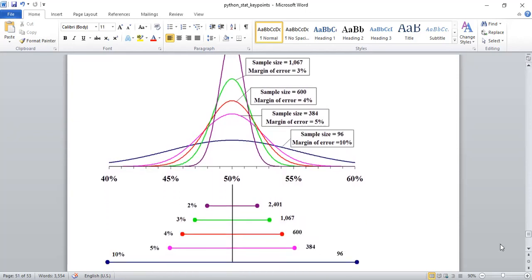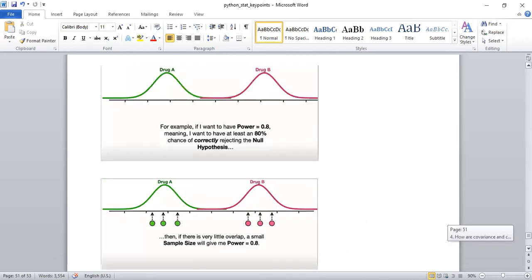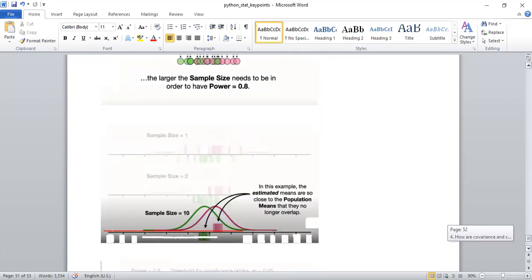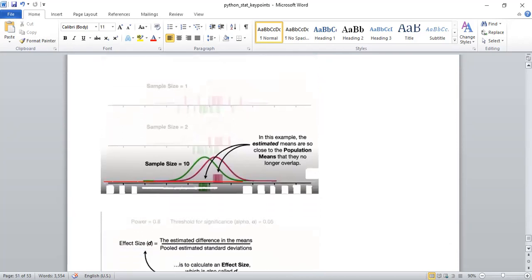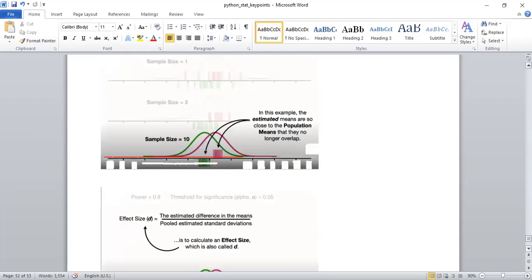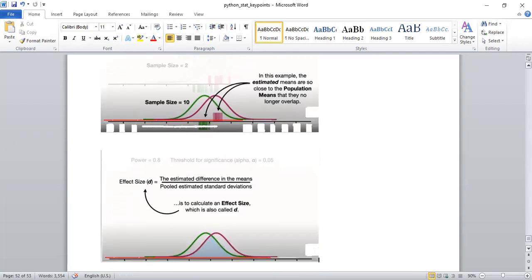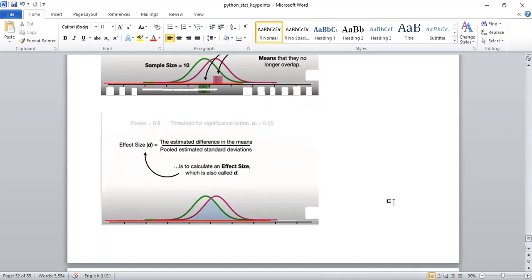And in the following example, where I am trying to help you understand power, we have taken two distributions for drug A and drug B. Now look, for the power to be 0.8, and the threshold for significance alpha 0.05, I have taken this.